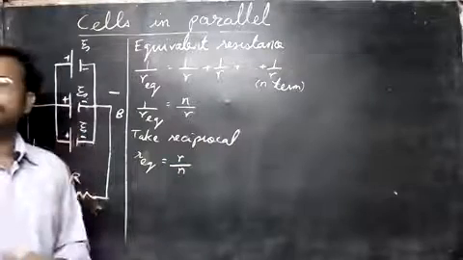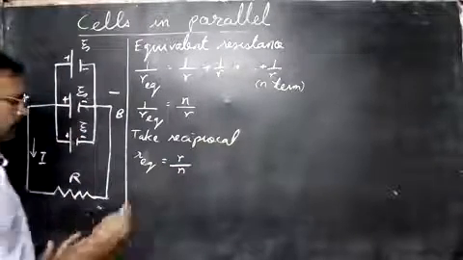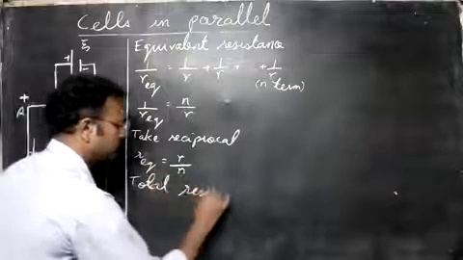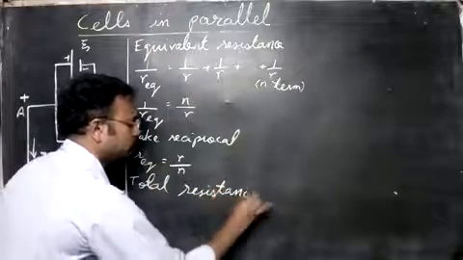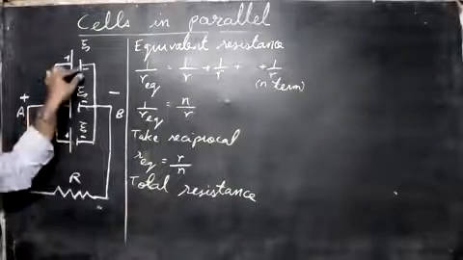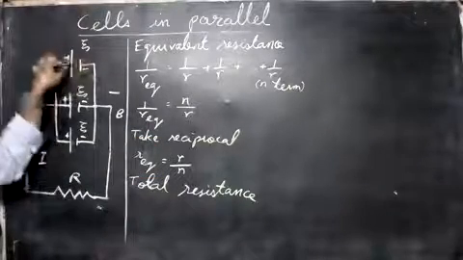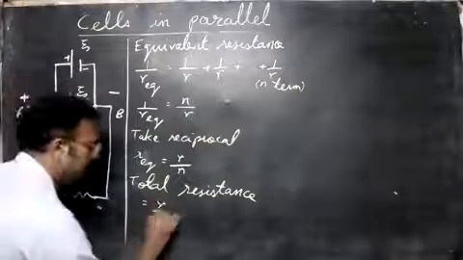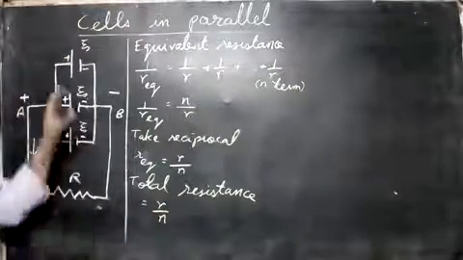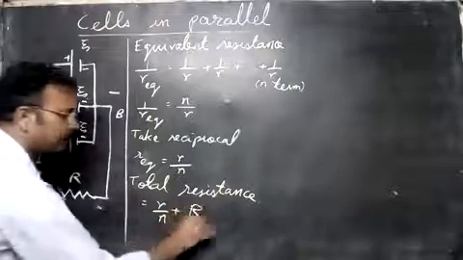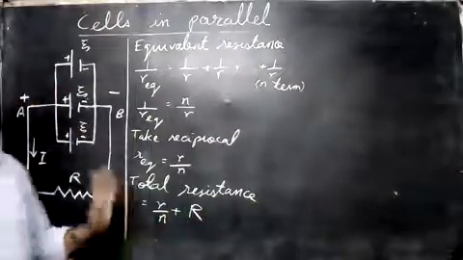This we got now. Then let's see the total resistance. What will be the total resistance? You have to take this one. This part, the internal resistance part, is equal to r by n, plus we also have an external resistor, that is capital R. This will give us the total resistance.